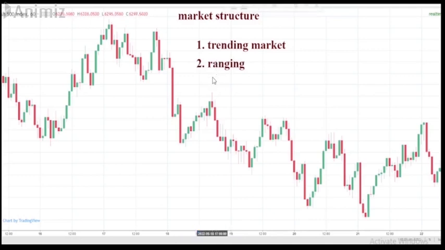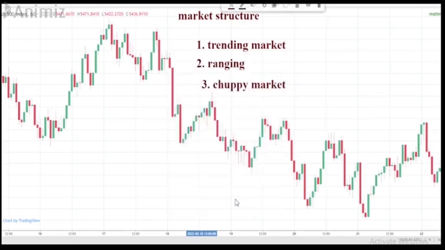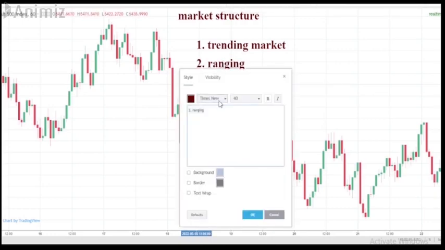Number three market structure we are going to be looking at is the choppy market. So these are the three basic market structures you should know before trading.